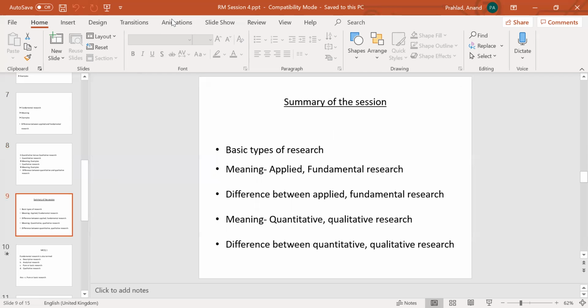So, to summarize this session, we have understood the other two basic types of research, that is applied versus fundamental, quantitative versus qualitative. And we have also understood the differences between applied, fundamental, quantitative, qualitative research.